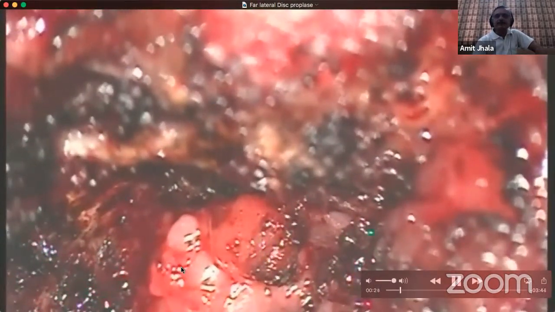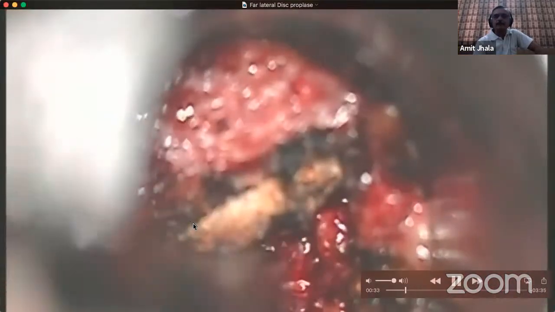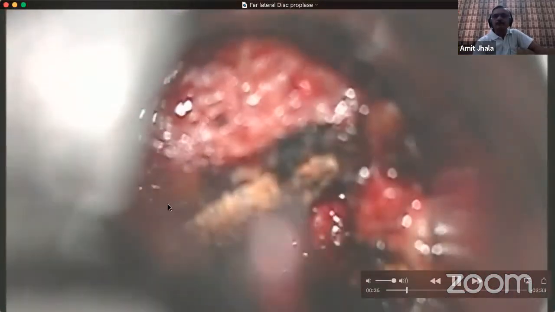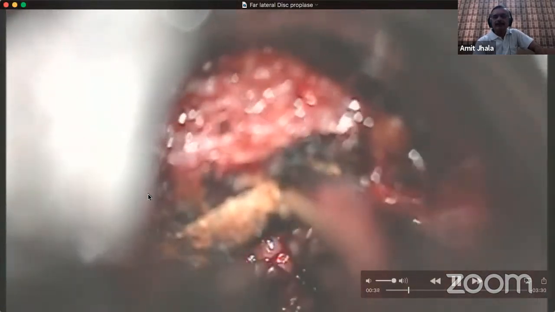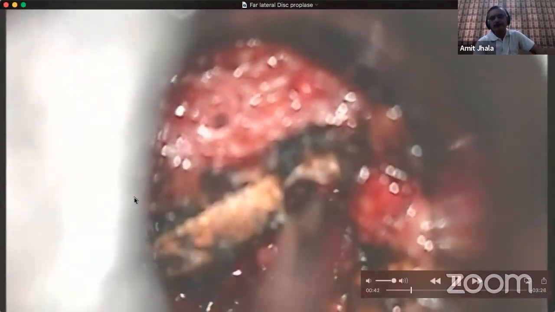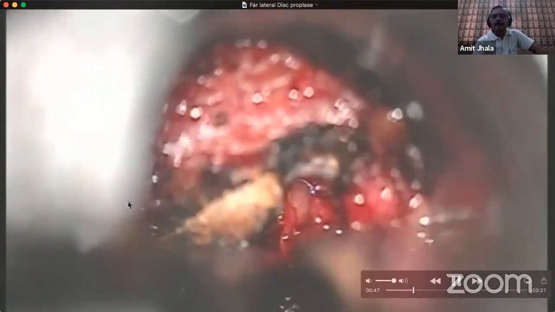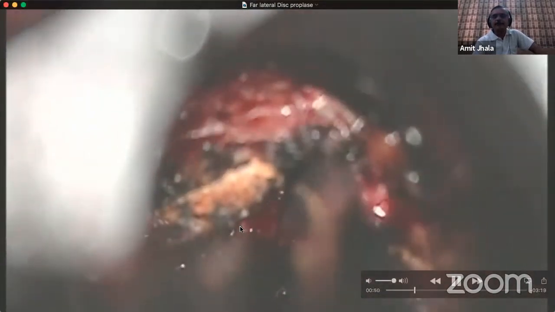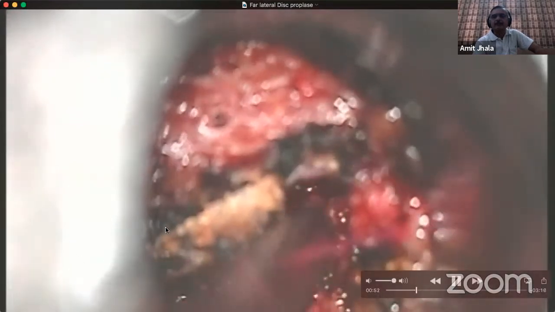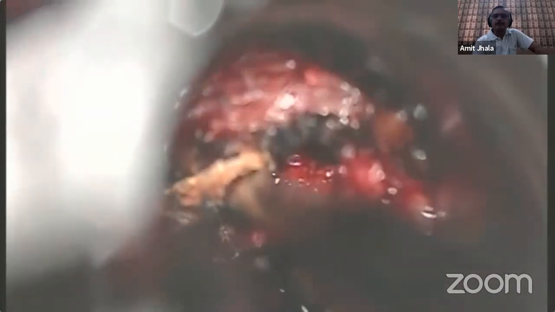And you can very well see this is the angle of the superior facet and the transverse process junction. So that's the facet joint. If this was slightly foraminal to extraforaminal, you can use a burr or a Kerrison and remove the lateral part of the superior facet to get a good access to the foramen. So I've just removed a little bit of the lateral part of the bone of the superior facet here.